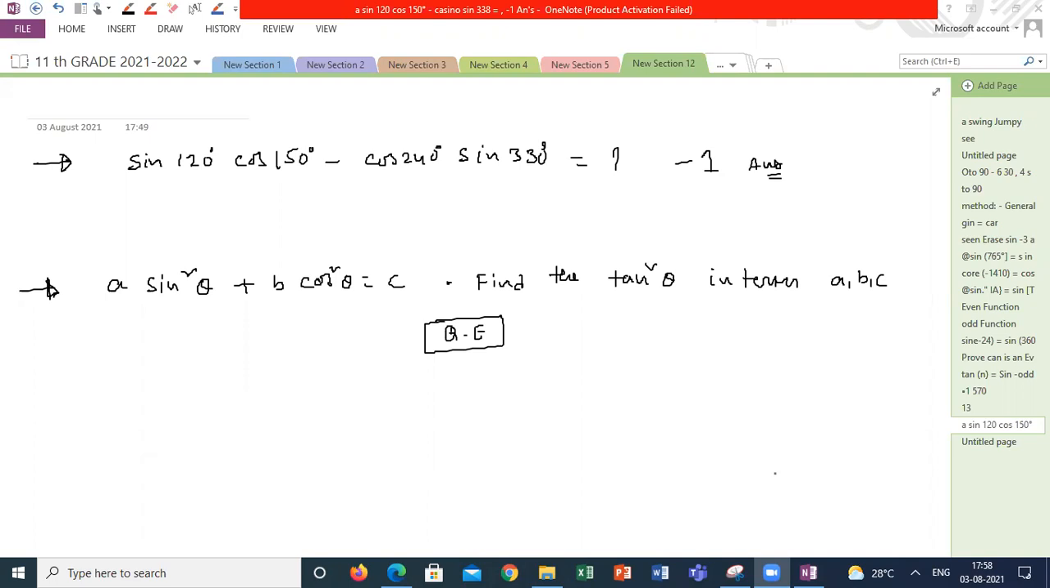Sir, the second question answer is C minus B divided by A minus C. C minus B divided by A minus C. Guys, I will explain this question in the next class. You try on your own. We will meet in the next class.